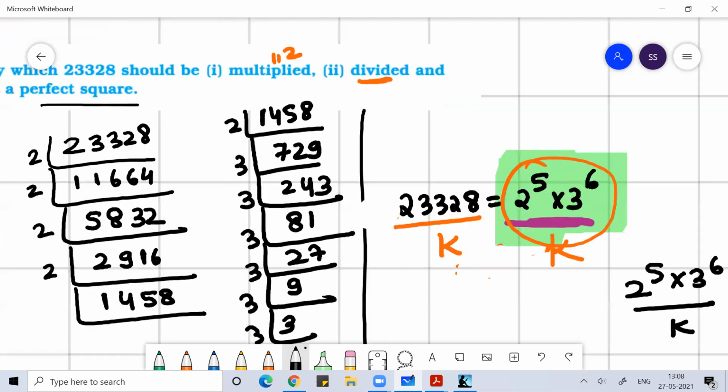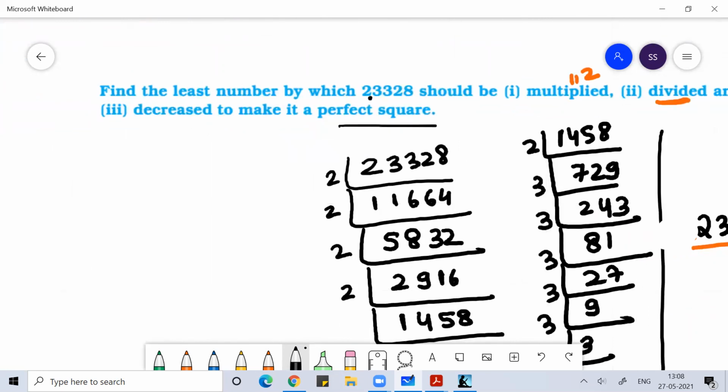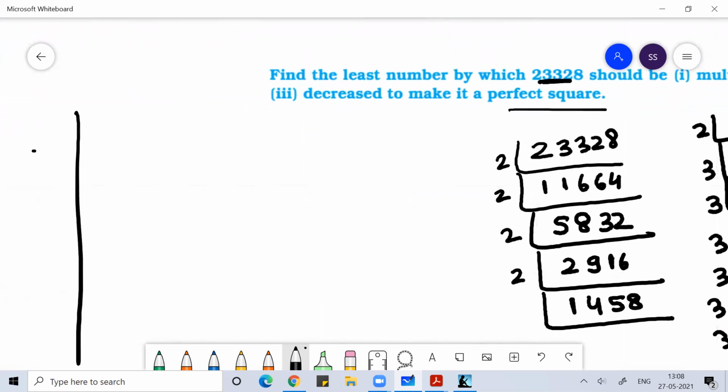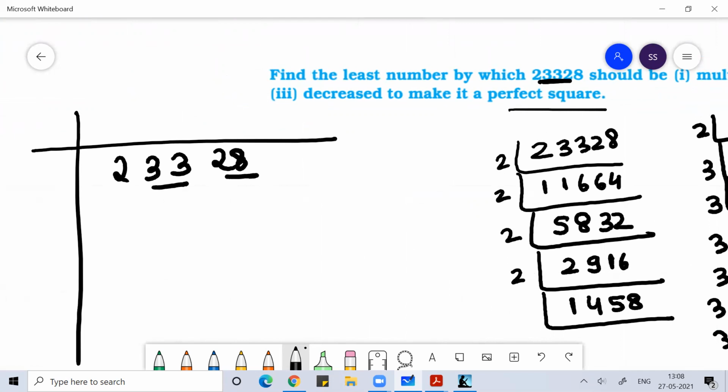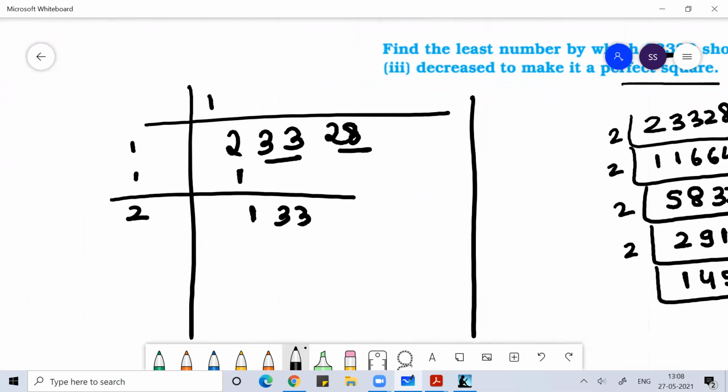Then the third part of the question: what should you decrease? I have to decrease this so that it becomes a perfect square. Whenever they ask you to decrease or increase, you have to find the square root. For the square root of 23328, what will you do? You make pairs, right? So 1 1 is 1, 1 into 1 is 1, 2 into 2 is 4, 25 into 5 is 125.